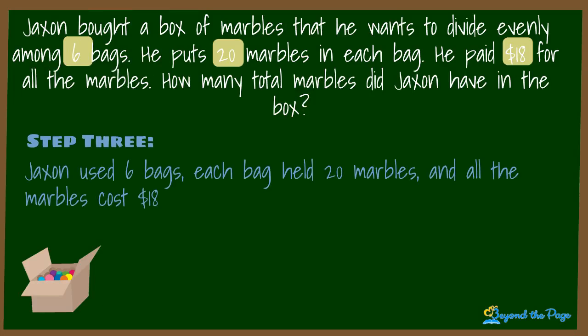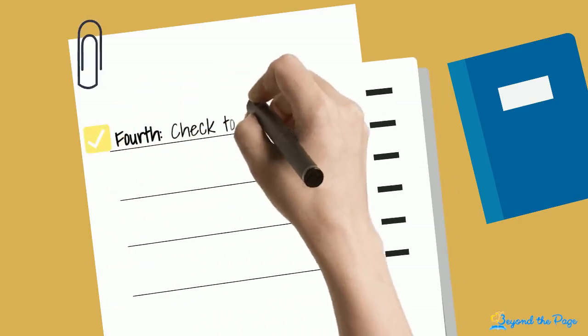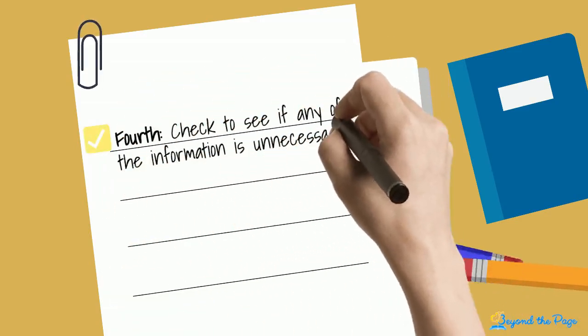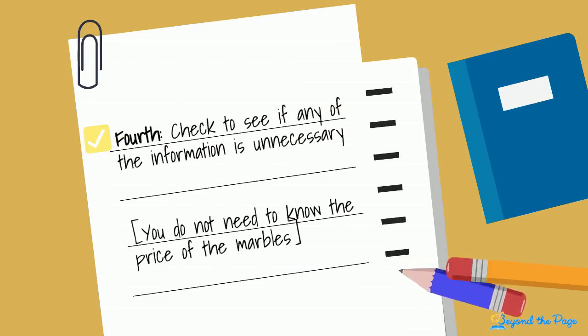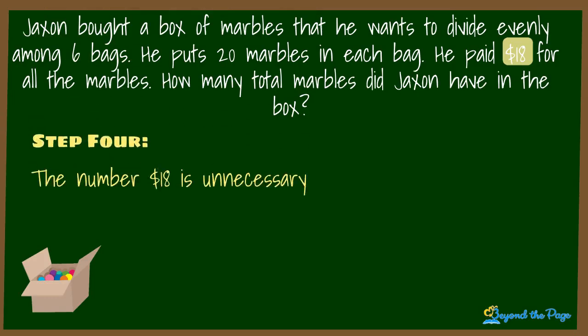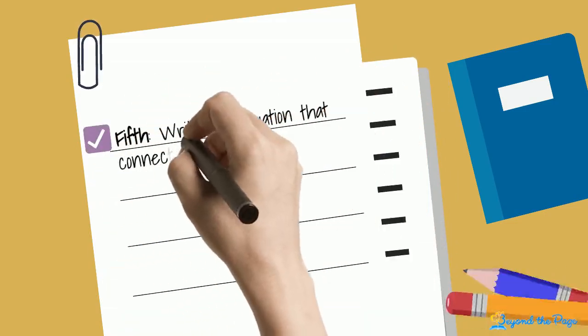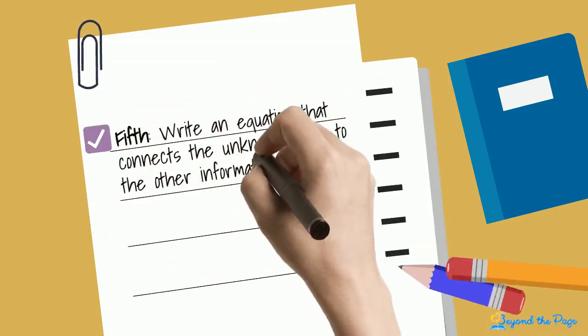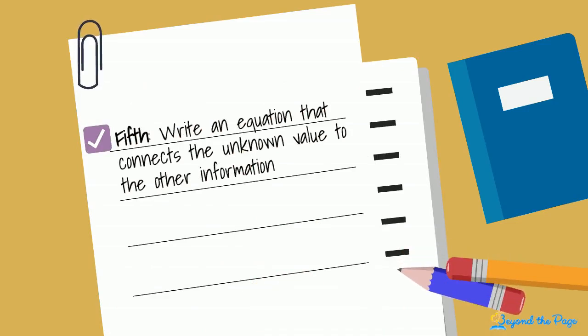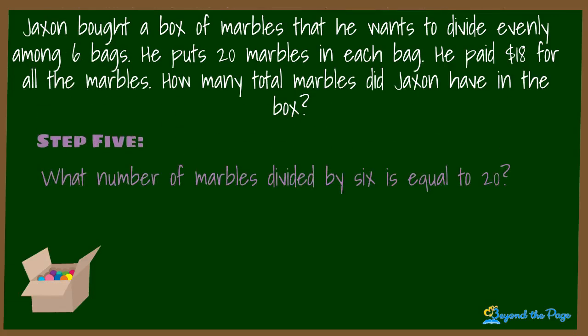cost $18. Fourth, check to see if any of the information is unnecessary. You do not need to know the price of the marbles in order to find the total number of marbles in the box. Therefore, the number $18 is unnecessary. Finally, write an equation that connects the unknown value to the other information. Restate the problem as a simple sentence. What number of marbles divided by 6 is equal to 20? The equation is m divided by 6 is equal to 20.